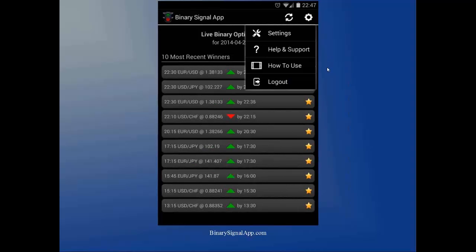The next screen I'm showing you here is what you're going to see if you click on this icon right up here, this gear icon on the app. This is your settings icon. And there's a couple things here that are important. One is if you click on settings, this is where you can turn on or turn off the notifications. If you don't want to be notified by vibrate or by audio message when signals are received, you can turn that off, such as when you're sleeping, or you can turn it on. You can adjust your time zone there as well. The help and support page is how you can reach us. And this is really important here: how to use.